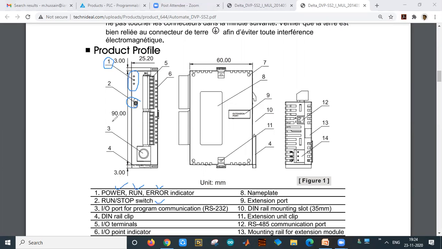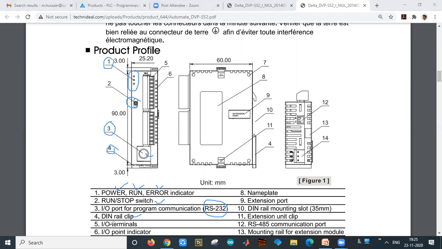The third one is the IO port for program communication, which is the RS232. Suppose you want to upload your program, which is written on the PC, to your PLC. Then the program will be transferred from PC to PLC through this RS232 cable. So this is the RS232 port. The fourth one is the DIN rail clip, which means this PLC can be placed on a DIN rail.